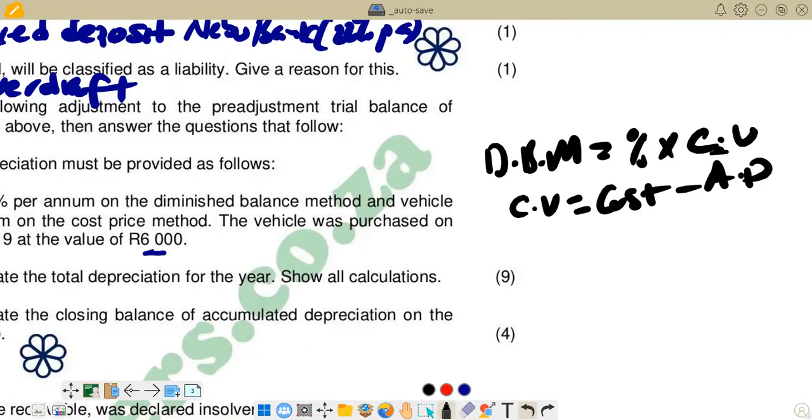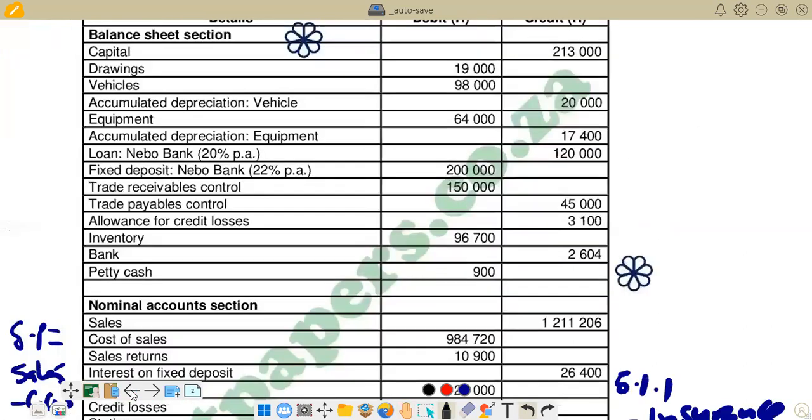So we go back to check the figures that we have. If you go to the question, for equipment, 64,000 is the cost. This one is representing the cost. And then we have accumulated depreciation for equipment, which is 17,400. So what you are going to do is say 64,000 minus 17,400. Then after that, you multiply by the percentage that we are given there.